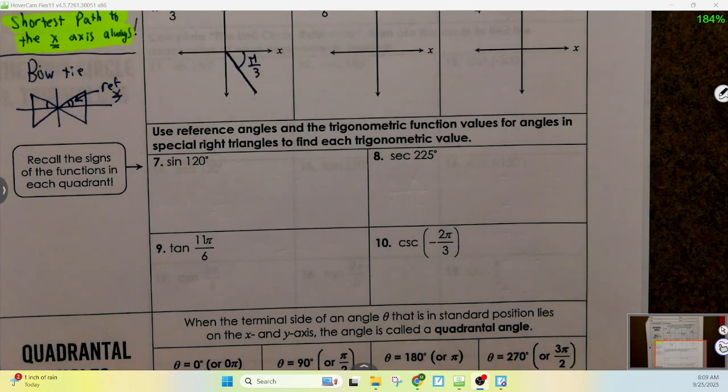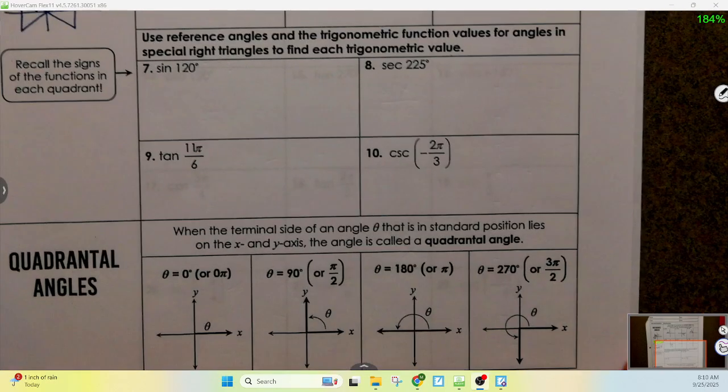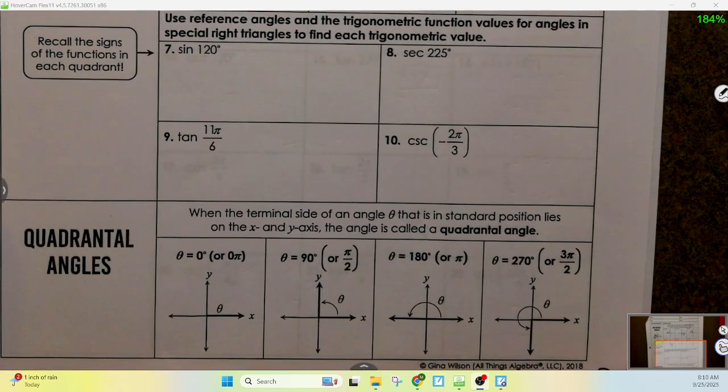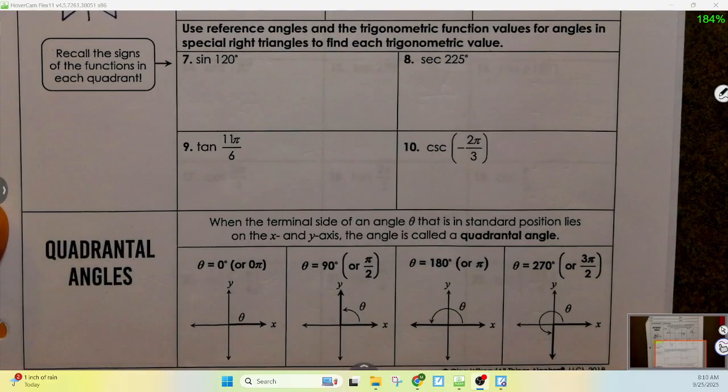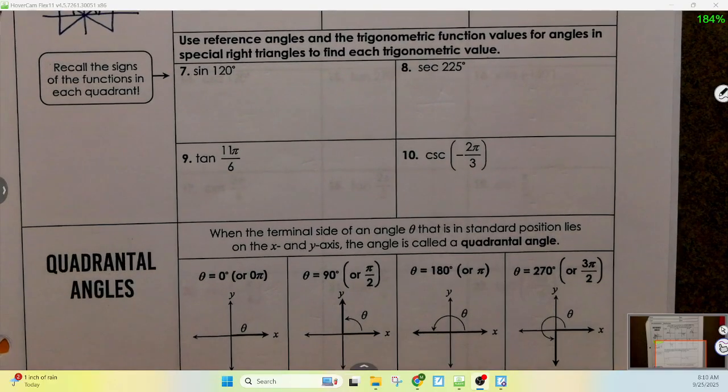So let's talk a little bit about reference angles here. This is part 2 of the unit circle, I guess you might say. And we're on page 3 of the Trig 2 packet, at least in 2025. We'll see if I keep that consistent for the next 10 years.